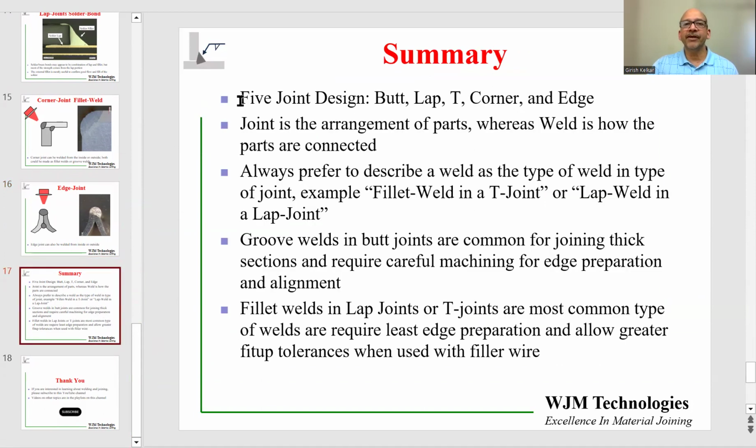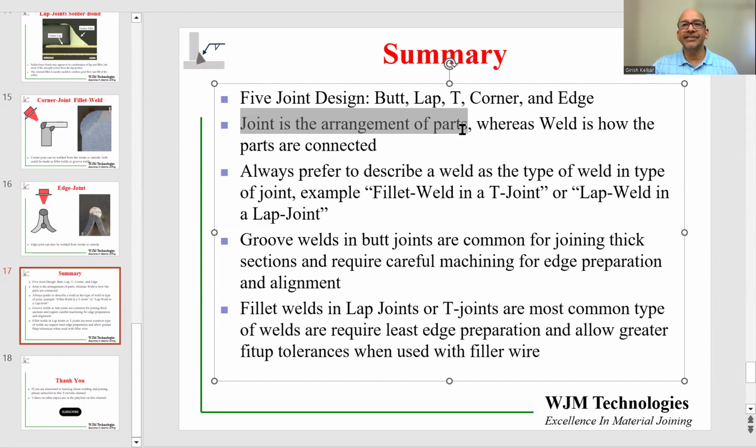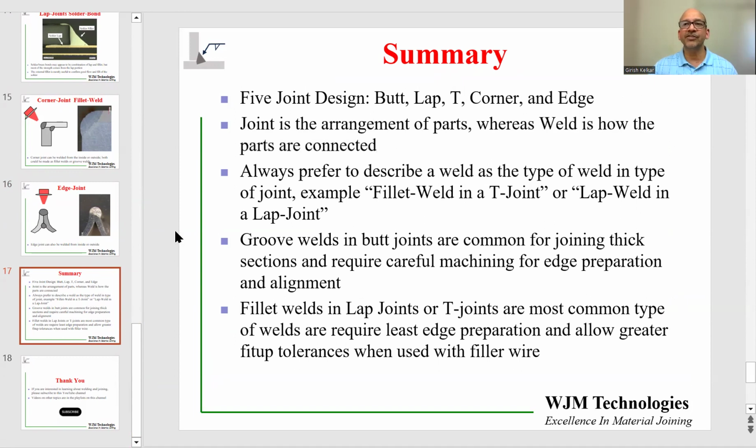In summary, we have 5 different joint designs: butt joint, lap joint, T-joint, corner, and edge joint. Keep in mind that a joint is just the arrangement of the parts, whereas a weld is how the parts are connected. This is a common misunderstanding, and a lot of times the words joint and weld are used interchangeably, and that can create some confusion.